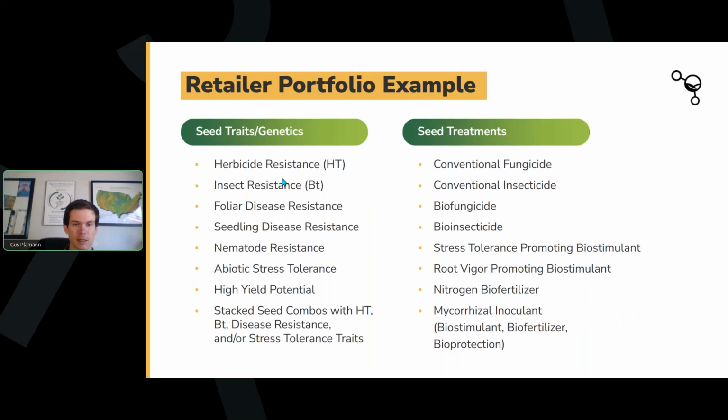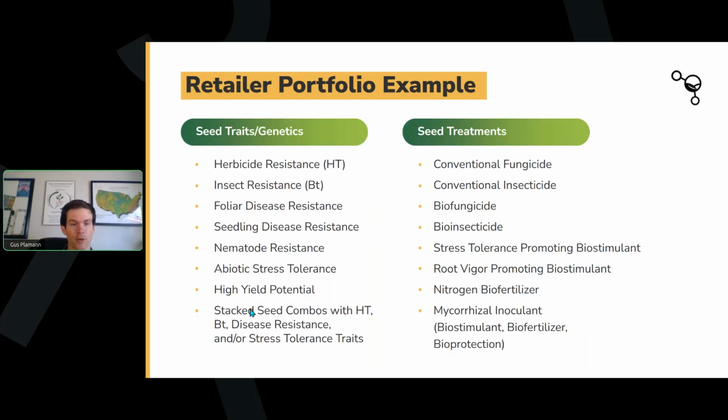And when you think about all these different traits: herbicide resistance, probably number one, then insect resistance, pretty prevalent on the market in traded seeds, foliar disease resistance, seedling disease resistance, nematode resistance, or I should say tolerance, abiotic stress tolerance, high yield potential.